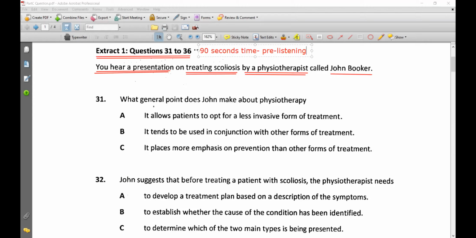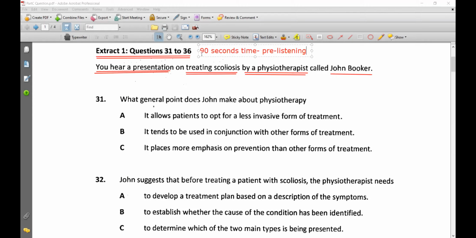If there were pauses, it would break the thought process and the flow of the information being given. So there are no pauses. You have all 6 questions coming straight away after 90 seconds of pre-listening time. So how do you utilize that 90 seconds to make sure that you are getting the maximum score in listening part C?